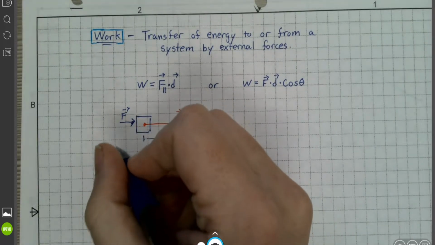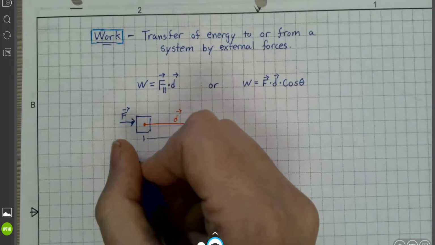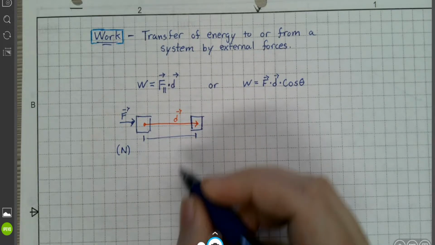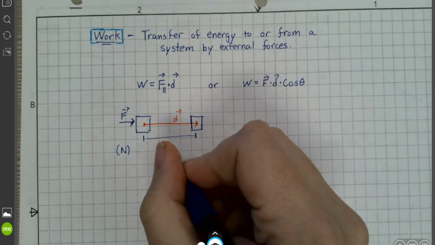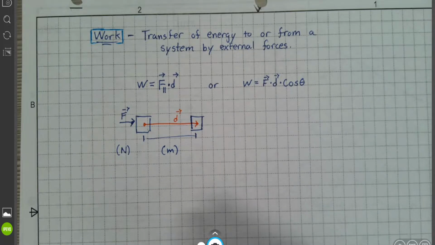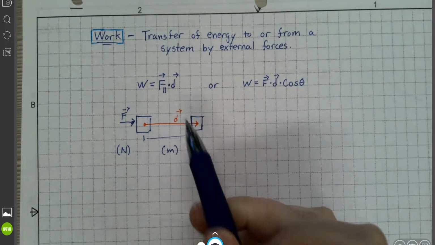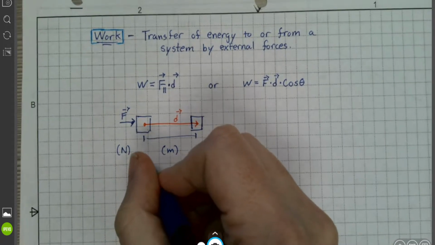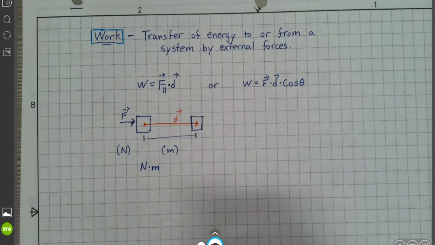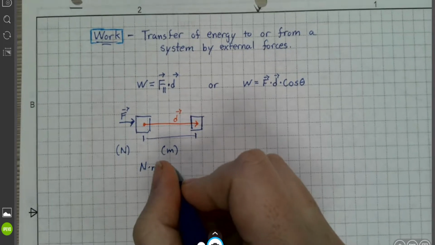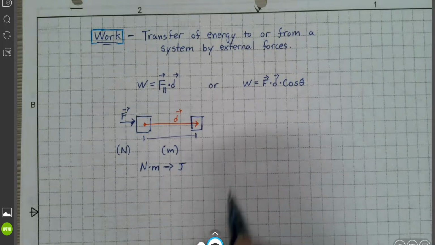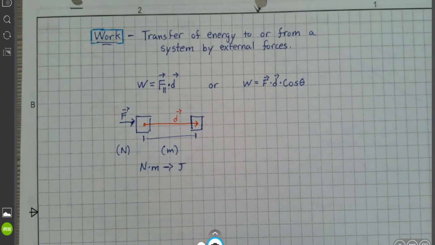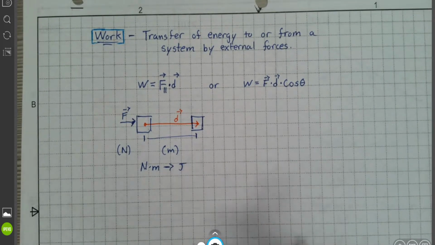Now, normally, whenever we measure our forces, they are measured in newtons. And whenever we measure our displacement, it is going to be measured in meters, which means that if we take these two quantities and multiply them together, you're going to get newtons times meters, which we normally call joules, which is a capital J. That's joules, which is a capital J.